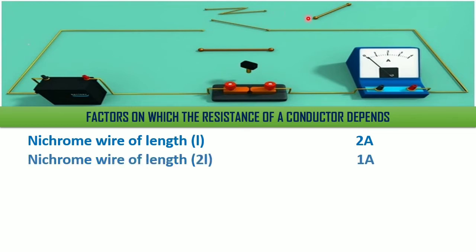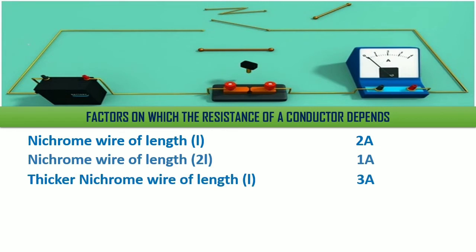Next, replace it by another nichrome wire of same length L as that of the first wire but thicker, that is, it has a larger area of cross section, and note the ammeter reading. Say it is 3 ampere. And finally, place a copper wire in place of the nichrome wire, of same length L and same thickness as that of the first wire, and note the ammeter reading. Say it is 4 ampere. It is observed that the current decreases to 1/2 when the length of the wire is doubled but increases for a thicker wire, and a change in the current is observed for a wire of different material.